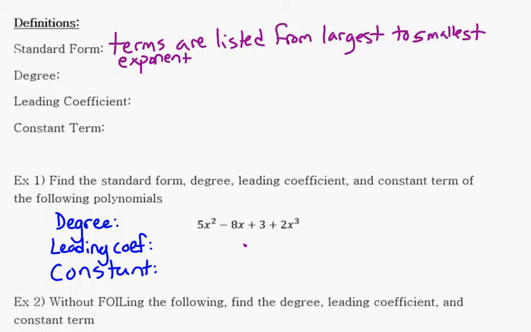Second definition is degree. We're just going to call the degree of the polynomial the largest exponent. This is just a way that we can go through and classify the polynomials so we can know what we're talking about. So degree is largest exponent.